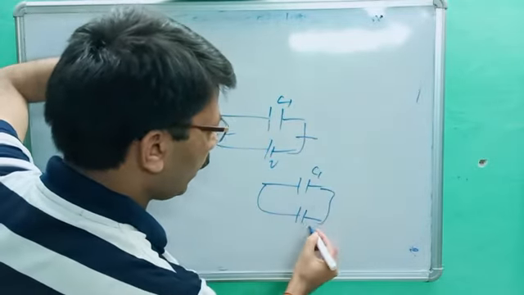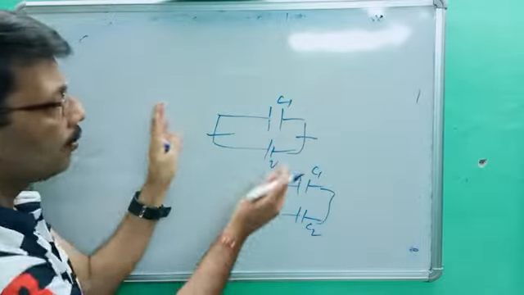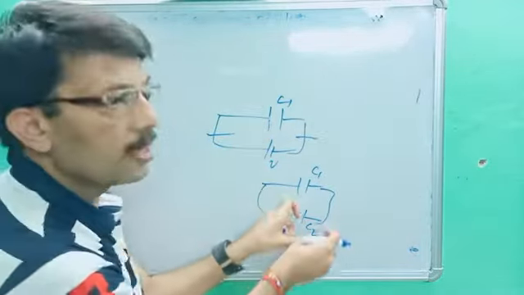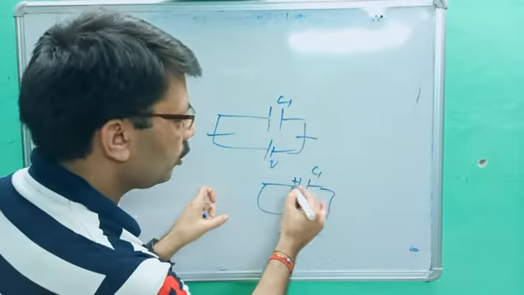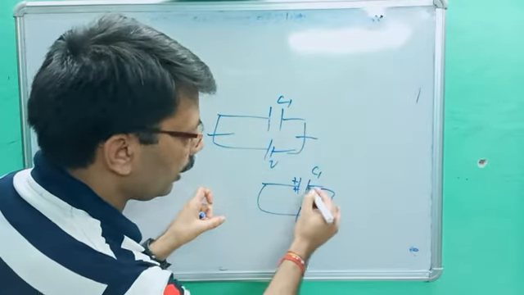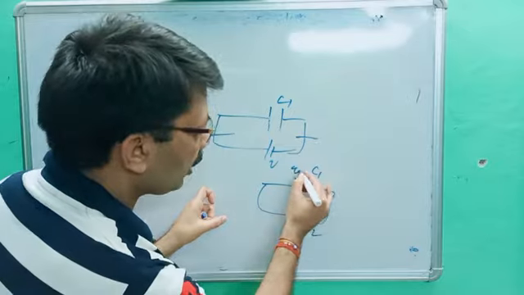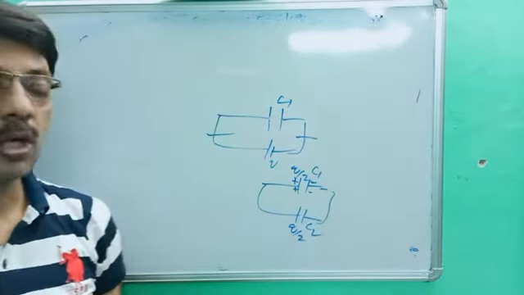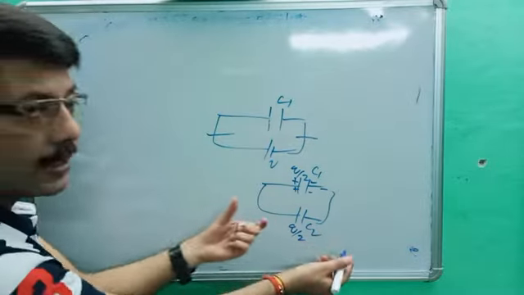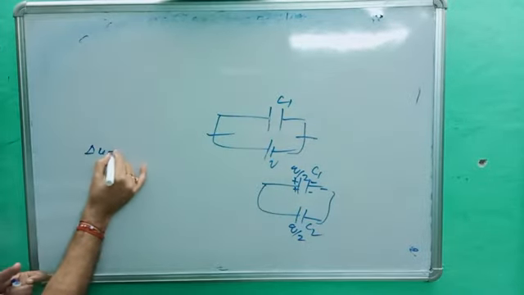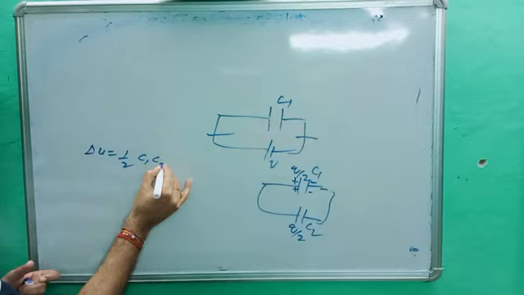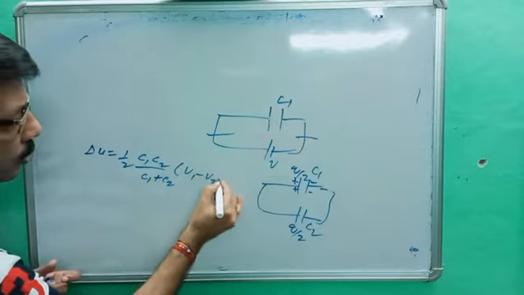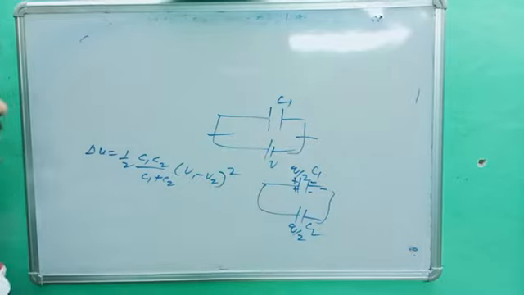That was C1, and let us suppose this is C2. After complete charging of the capacitor, you disconnect the battery and connect another discharged capacitor. So what happened? Positive charge is drawn to this one and negative charge to this one. Charge becomes Q by 2 and Q by 2. It means there will be a redistribution of charge. So there will be an energy loss, and the formula is del U is equal to 1 upon 2 C1 C2 upon C1 plus C2 into V1 minus V2 whole square.